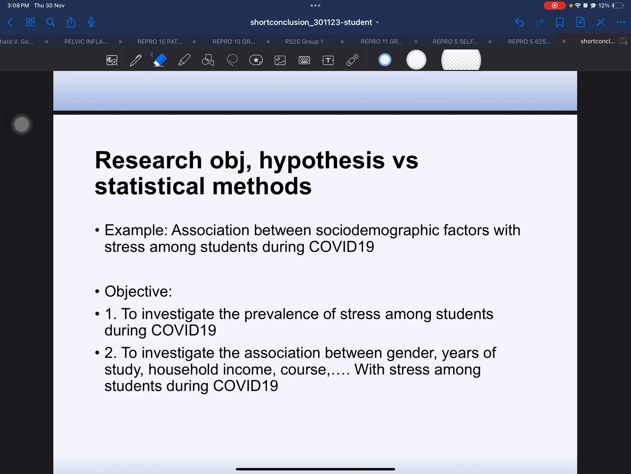Okay, if your study uses inferential statistics, you need to write the hypothesis. I repeat, you need to write the hypothesis. All this is in chapter 1. So, for example, the first objective is to investigate the prevalence of stress. Do you think that is descriptive or inferential statistics?